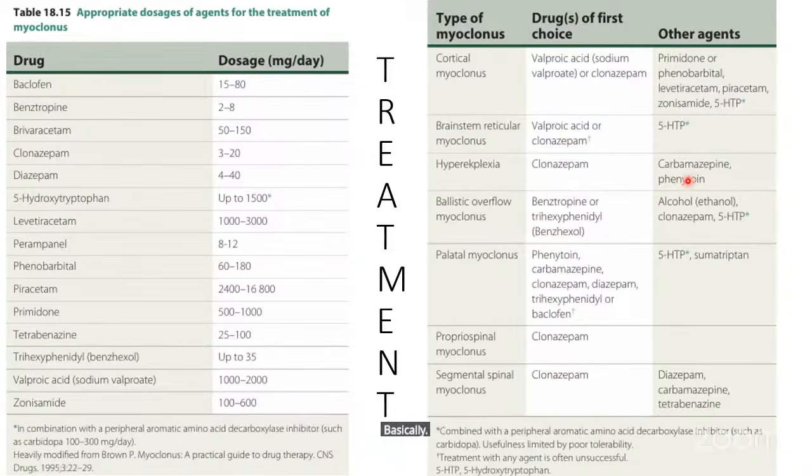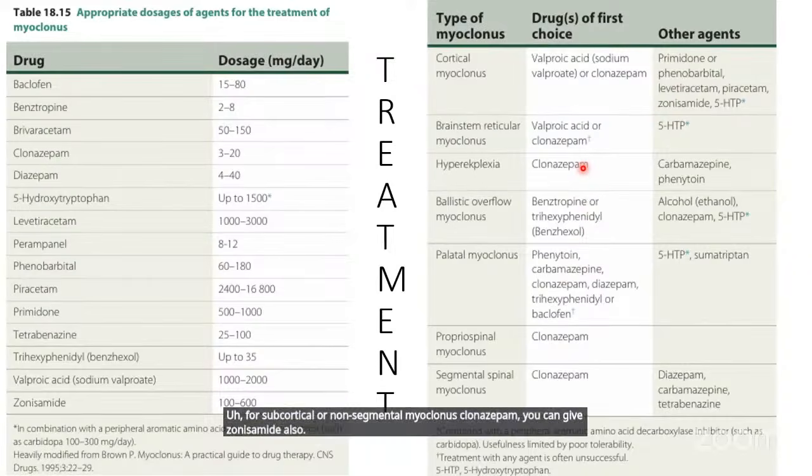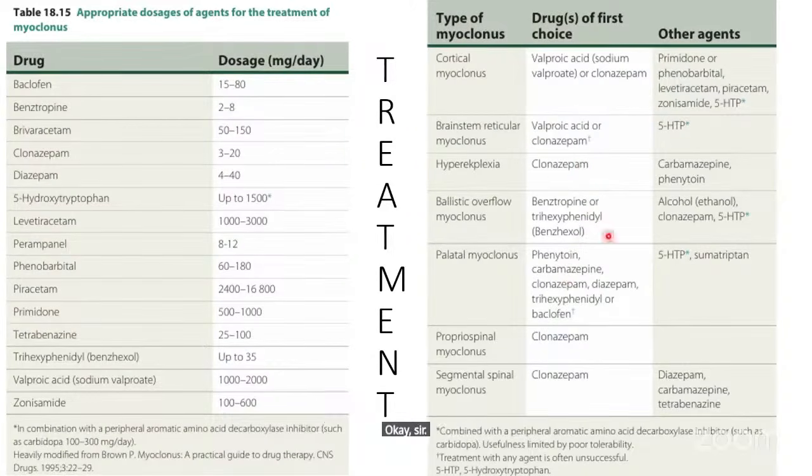For cortical, you can give valproate, clonazepam, or levetiracetam. For subcortical or non-segmental myoclonus, clonazepam, and you can give zonisamide also. For segmental, you have clonazepam, and you can give botulinum toxin also. Same for peripheral myoclonus: you can give botulinum toxin, clonazepam, or carbamazepine also.